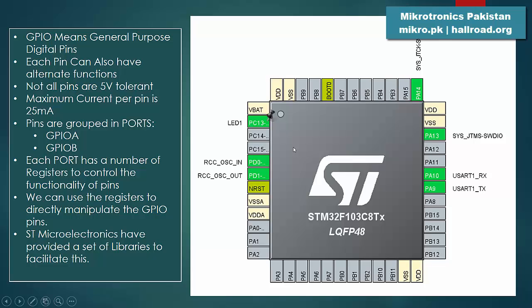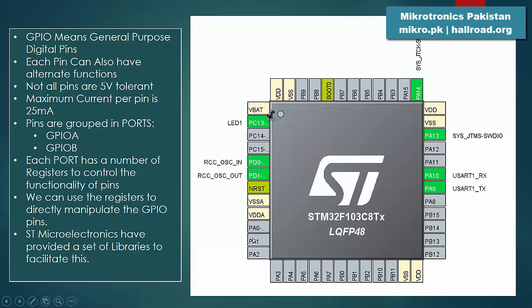However, if you want more precise clock signals and you want to run the microcontroller up to the maximum 72 megahertz speed, you have to put in an external oscillator here. Anyway, this discussion is not mainly about the hardware setup, it is basically about the software setup. So GPIO stands for General Purpose Digital Pins.